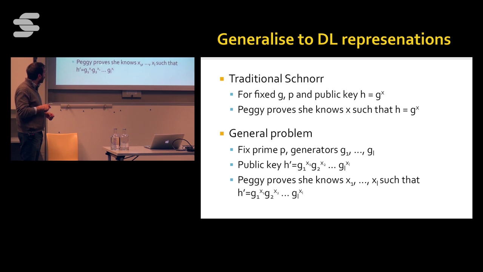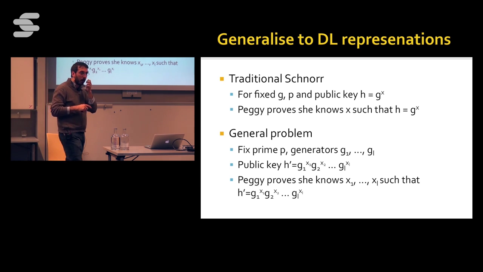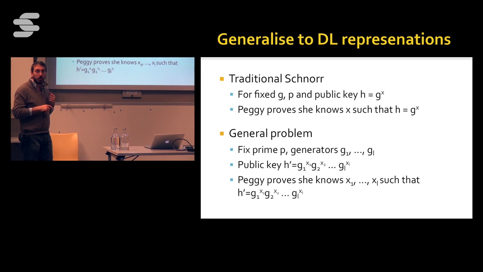And Peggy, for example, would like to prove that she knows X1 all the way up to XL, such that this H prime is indeed G1 to the X1, G2 to the X2, and so on, GL to the XL. And of course, we don't want to reveal the X's. Or we want to reveal selectively some X's, and we'll see how to do that.